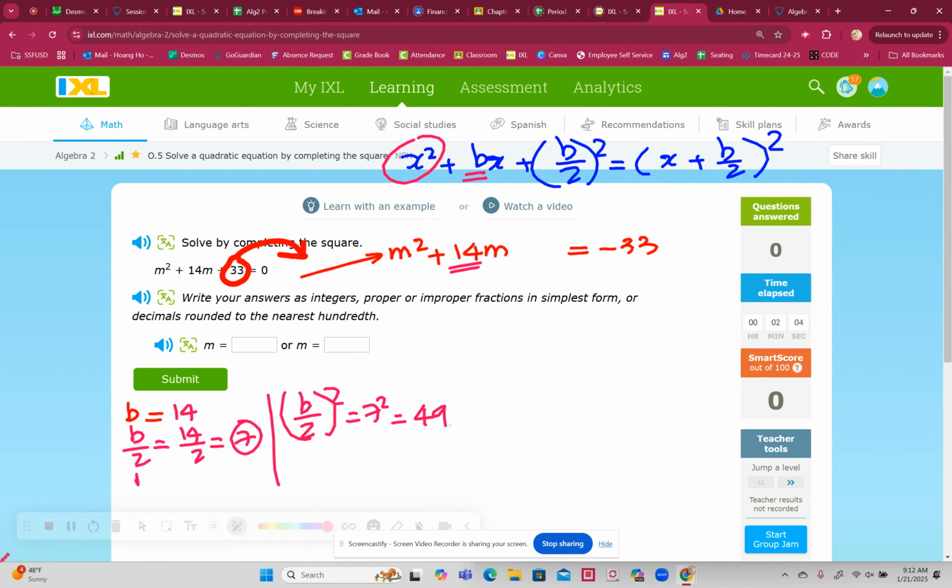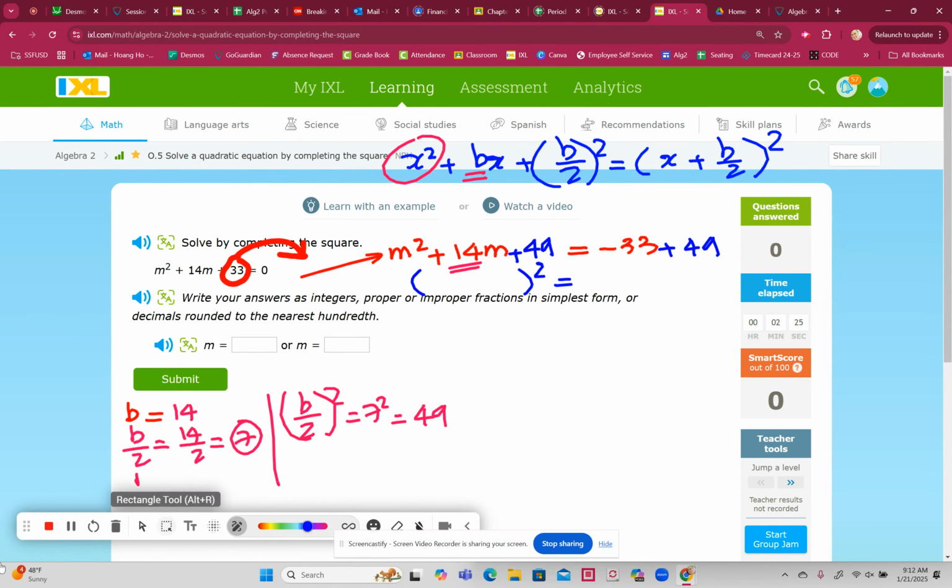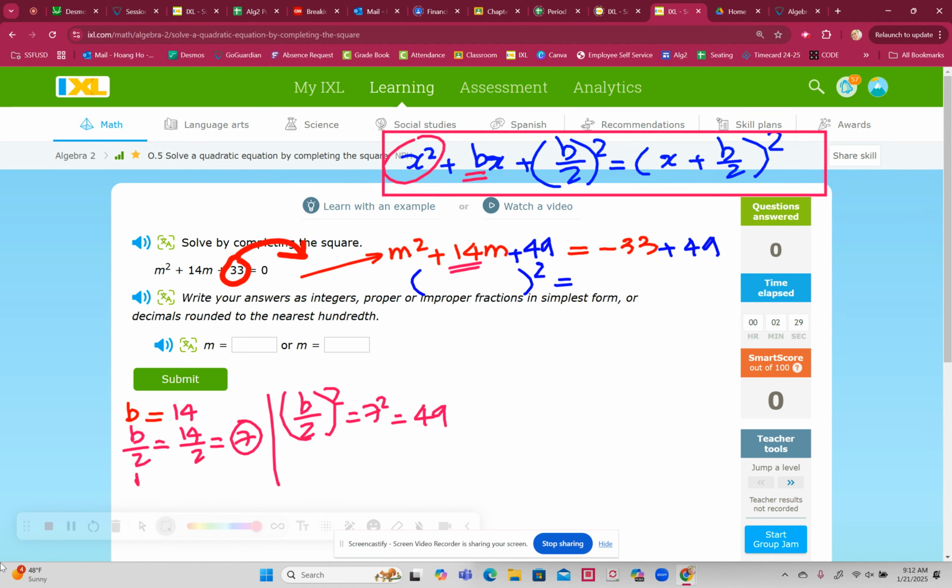49, correct. Now on the equation, you need to add b over 2 squared on both sides. So 49 right here, and then 49 right here. Now the left side is a perfect square. What is it? The formula is already right here. You see that?